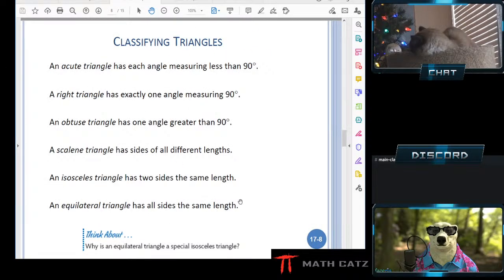Don't read more than there is. An isosceles triangle doesn't require that only 2 sides be the same length and the other one not. It just says 2 or more sides should be the same length. Maybe just 2, but maybe all 3. So an equilateral triangle is a special kind of isosceles triangle.